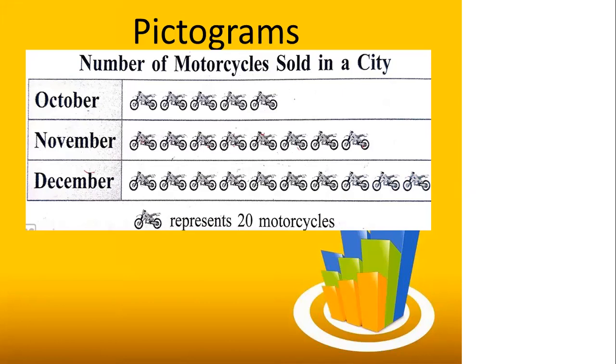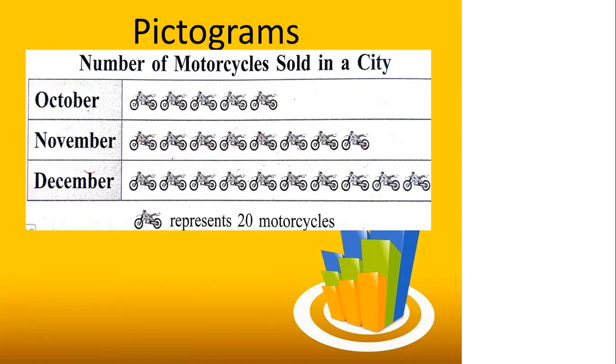100. All right. So this is the purpose of pictogram. Take note that one picture represents 20. So every picture is 20. Now, for example, you have only half of the motorcycle, the drawing. So that means half of 20.